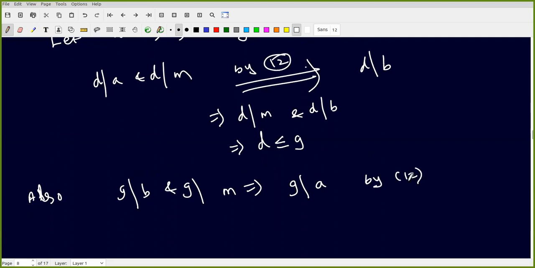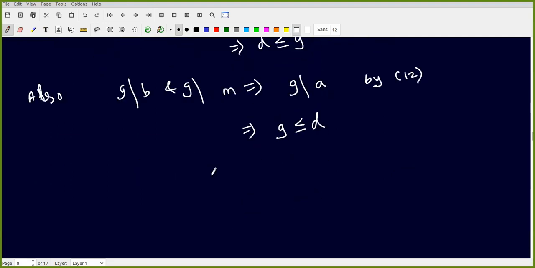Property 12 says that if one number in the congruence and the modulus are divisible by a common number, then the other number in the congruence is divisible by that common number. But D is the greatest common divisor, so D is bigger. Now from both of these, you get G equal to D. Therefore the GCD of A and M equals the GCD of B and M.